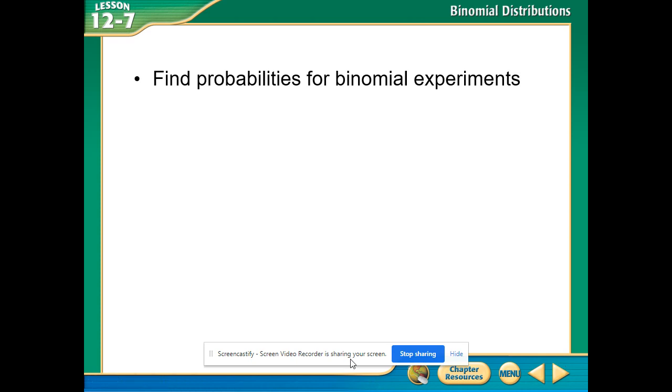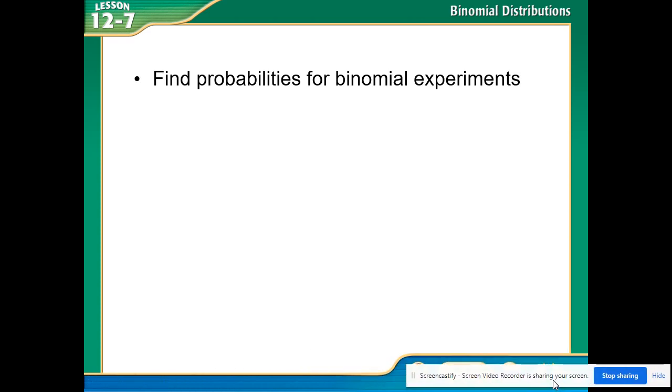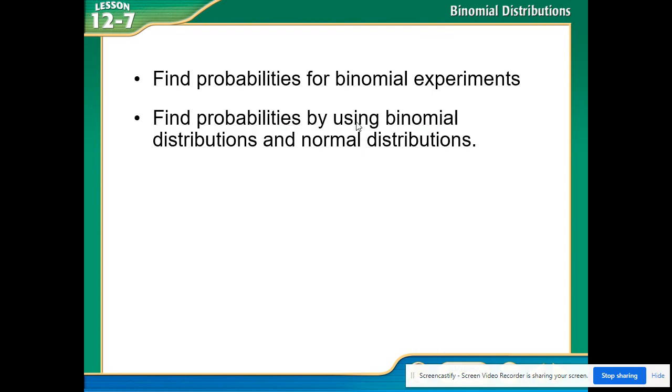Hello, today we're going to be talking about binomial distributions. We're going to talk about some binomial experiments, and then we're going to talk about finding probability with binomials and normal distributions and how that works. So two different sections here going on. So let's talk about the first one, the binomial experiments.